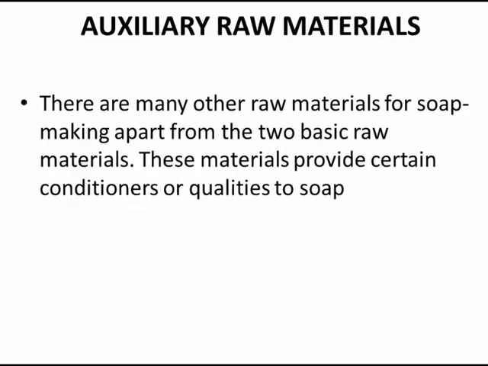Let's go to the auxiliary raw material. What do you mean by auxiliary? These are the raw materials added to soap, either to make it foam well, or to make it become more, or to enhance its appearance. These are what we call auxiliary raw material. There are many other raw materials for soap making apart from the two basic raw materials. These materials provide certain conditions or qualities for soap.